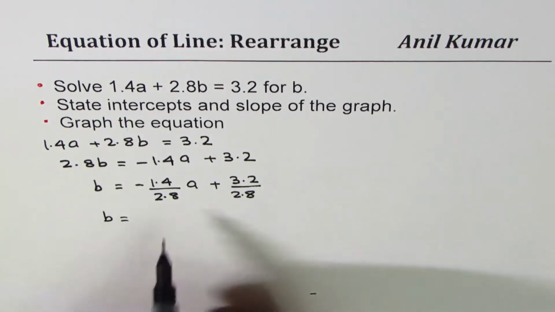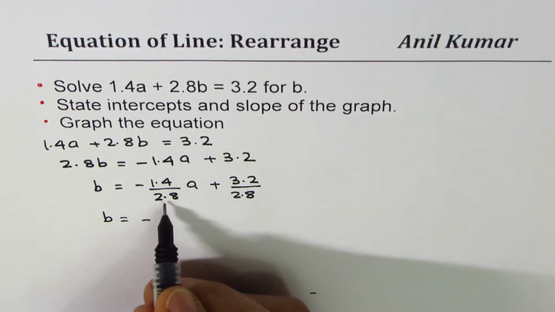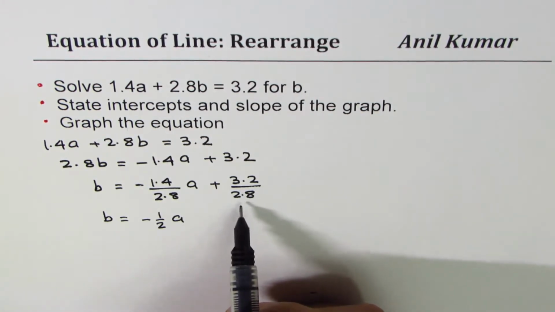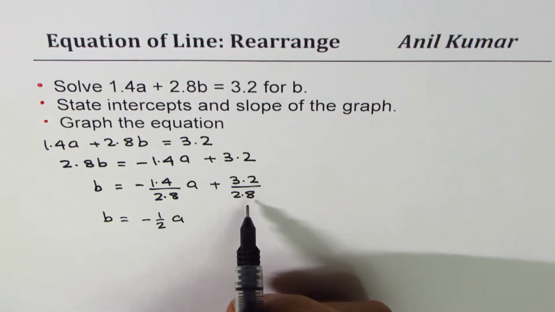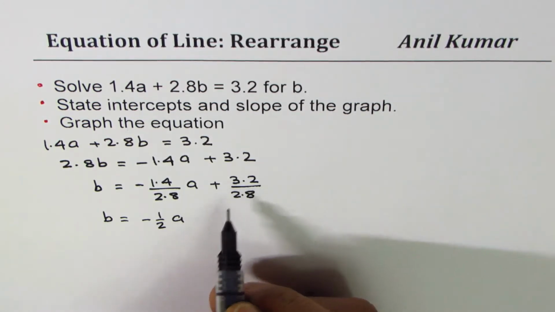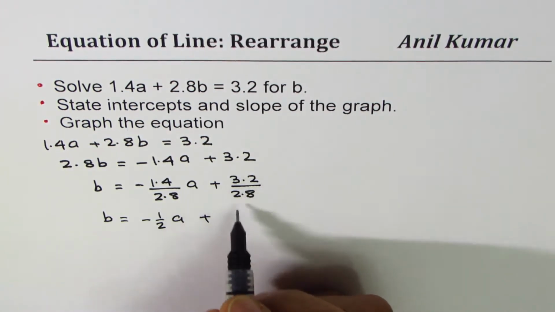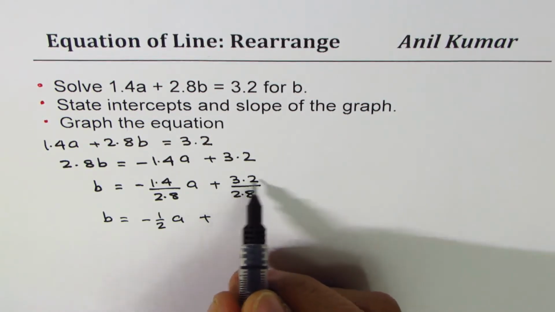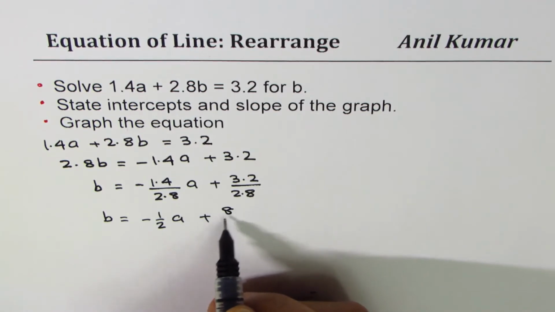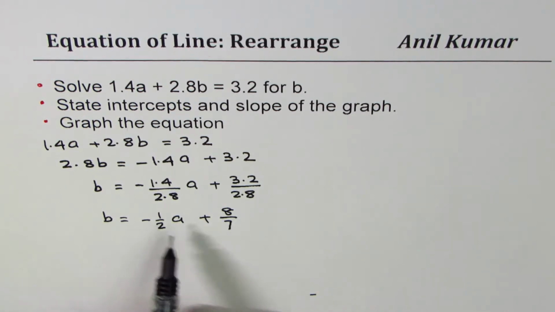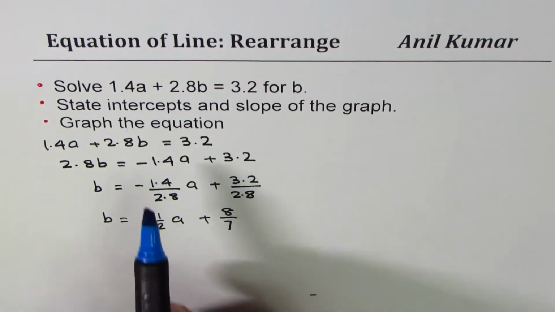So b is equal to minus half, since 2.8 is twice 1.4, so minus half a. And in this case, we can divide both by 4, right? So 4 times 7 is 28, and 4 times 8 is 32, okay? So it could be written as 32 over 28, right? So 8 over 7. So that becomes the relation. Now when we write b equals this, what does that mean? Let's do the graph first, and then we'll get back to the meaning of these things.